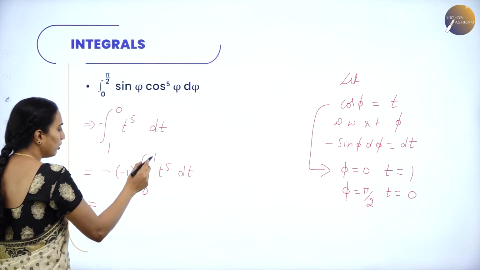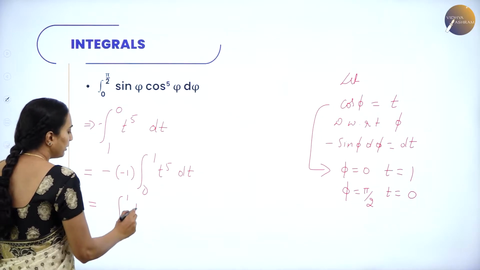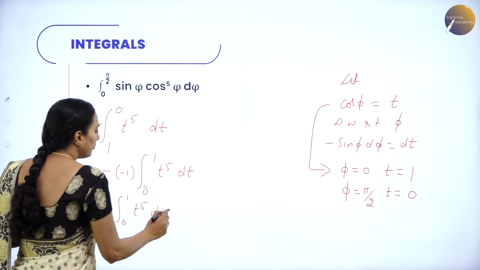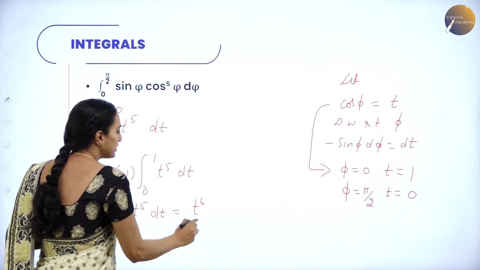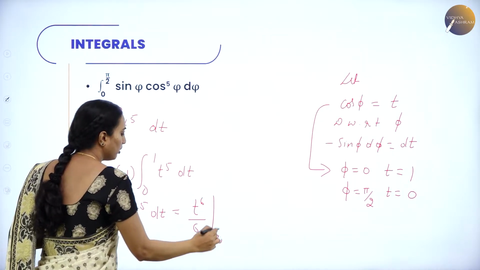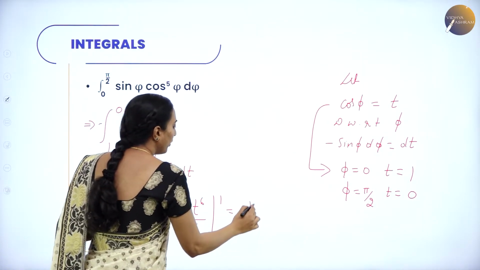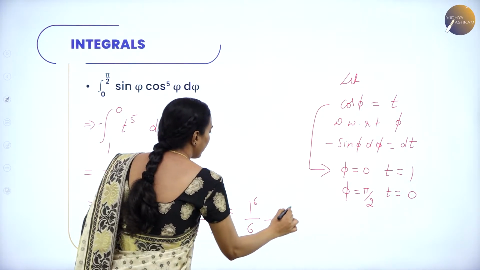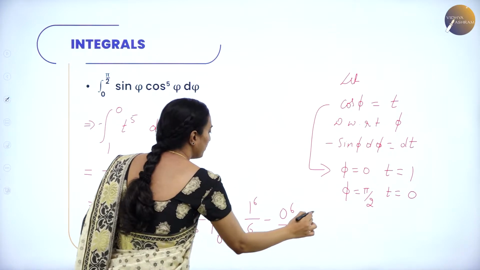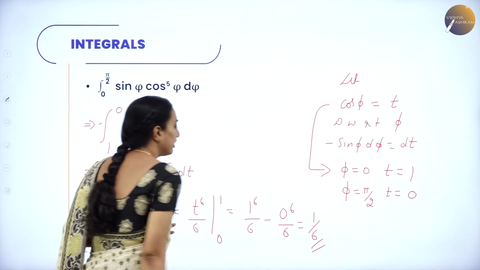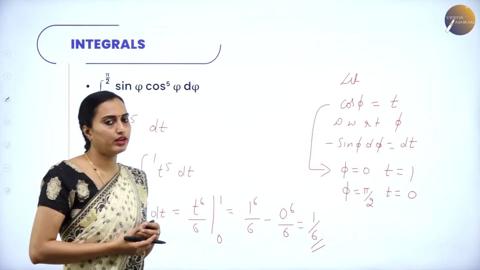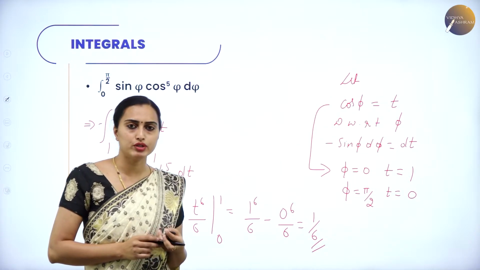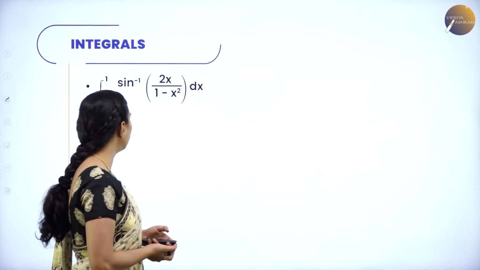So integral of 0 to 1 t to the power of 5 dt, which you can have t to the power of 6 divided by 6 from the limit 0 to 1, which gives 1 to the power of 6 divided by 6 minus 0 to the power of 6 divided by 6, which will be 1 by 6. And this is your final answer. You are going to get it, students. I hope you understood this one. We will be moving on to the next problem.